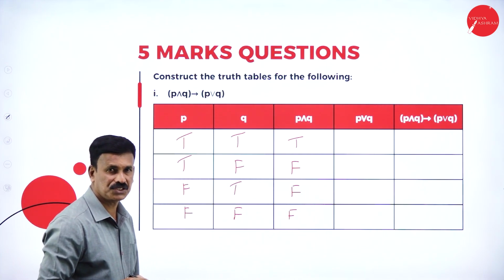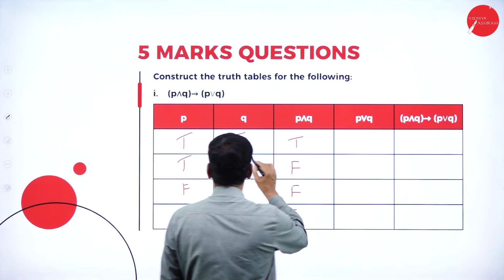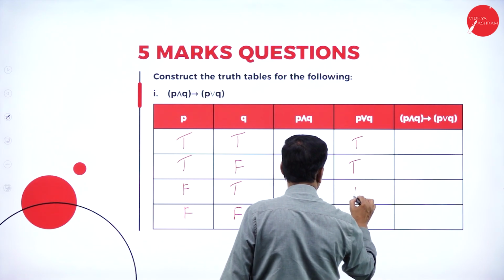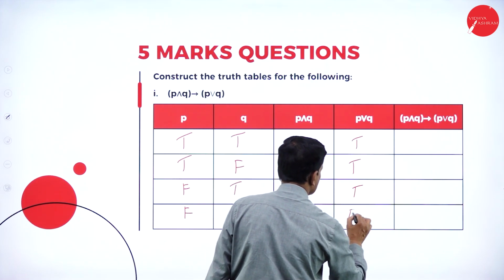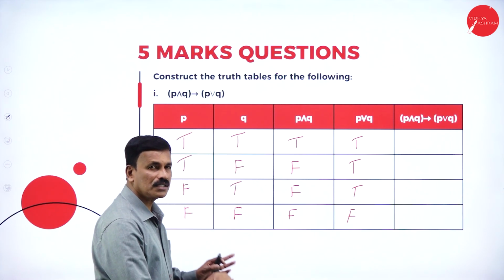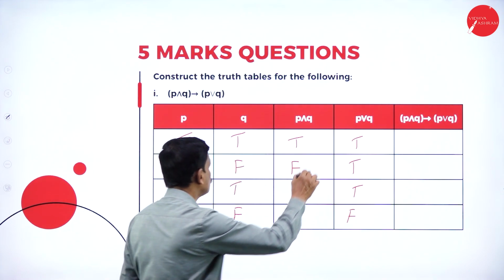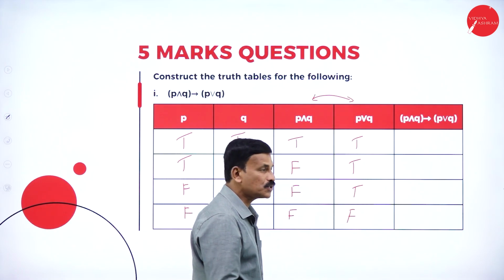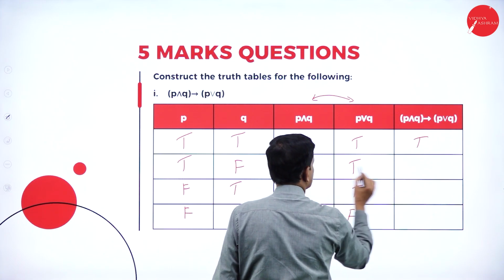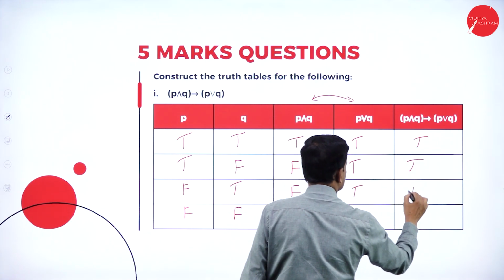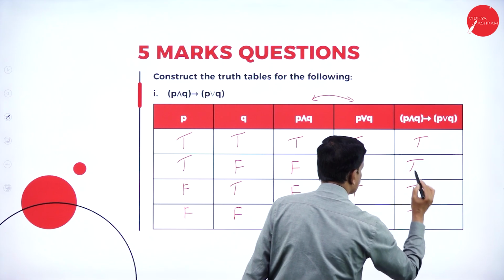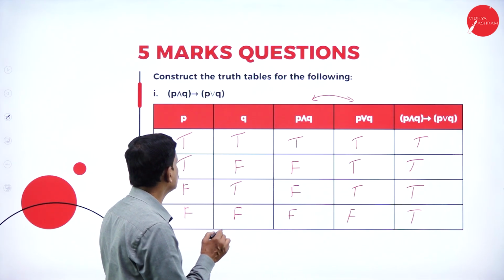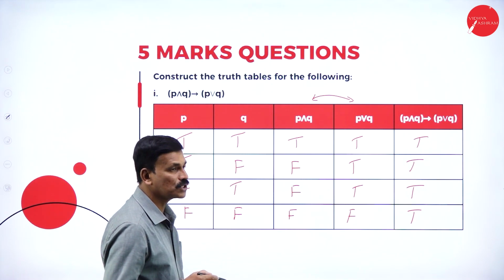This is for conjunction. Whereas for disjunction, true and true is true. True and false is also true. False and true is also true. False and false is false. Now, just write the conditional for these two. What is conditional? True and true is true. True and false is false. False and true is also true. False and false is also true. So this is the truth table for P conjunction Q conditional to P disjunction Q.